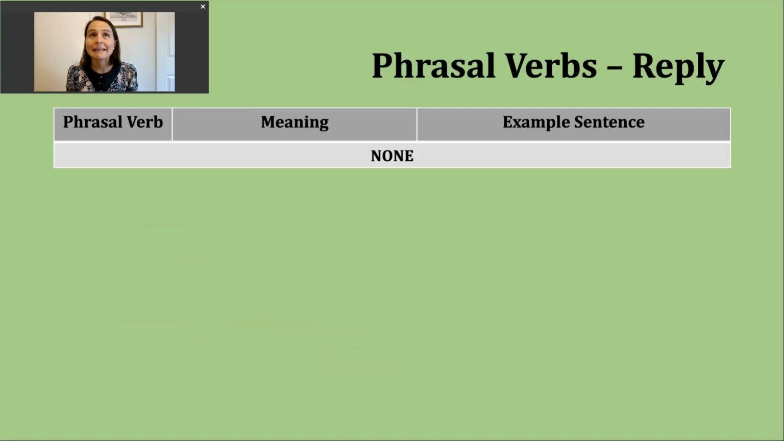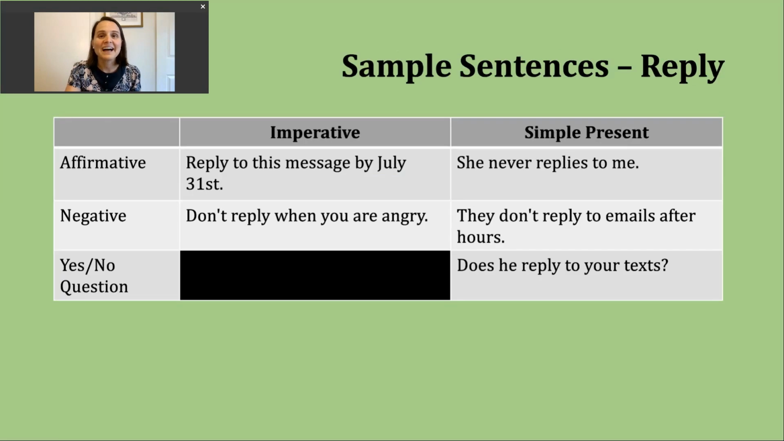We're not going to spend any time looking at phrasal verbs. Sometimes as you look at lists, you might see reply to, but that really just has the exact same meanings we've already talked about. So this could be a spoken response, it could be a written one, etc. So this will allow us instead to focus on using our verb of the day in a couple different tenses. Today we're going to talk about the imperative and the simple present.